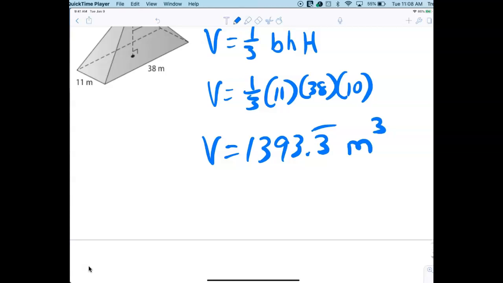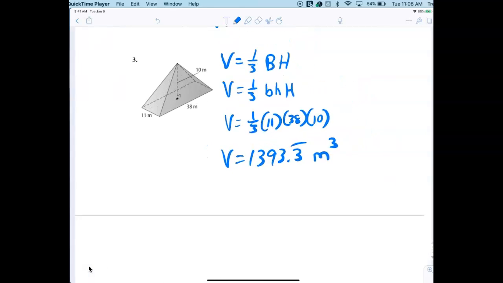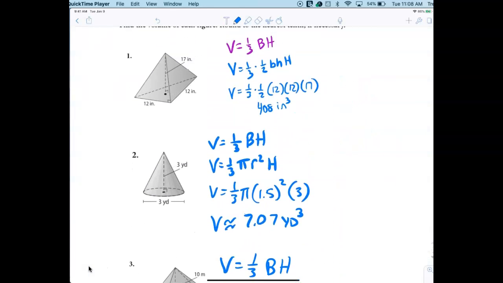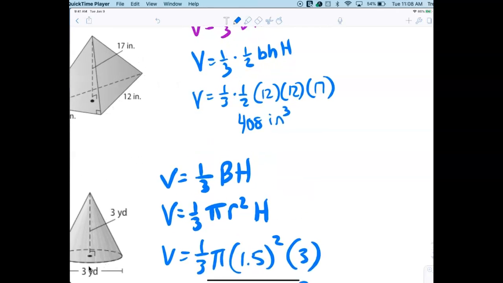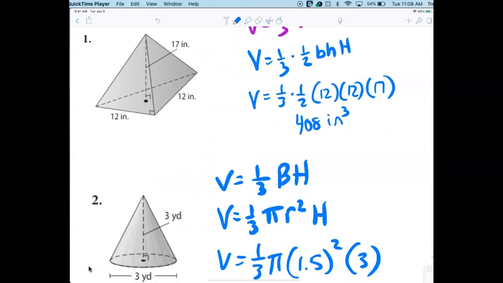Can I check the next one? On number 1, I think I'm 12, and 12 would be the center of the base, because it's the right angle here. You okay with that now? Yeah. It's kind of hard the way they have that drawn.